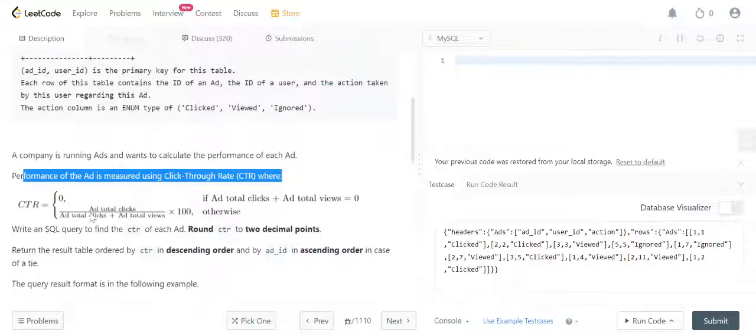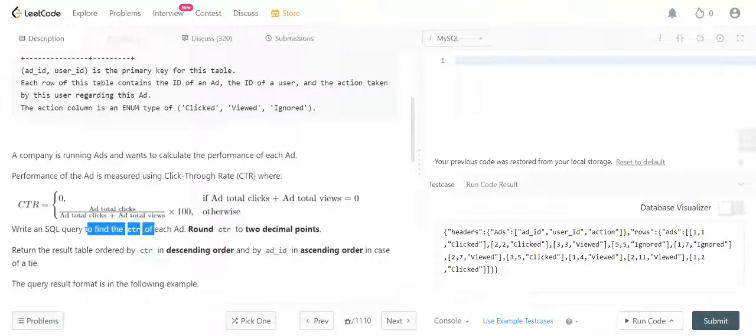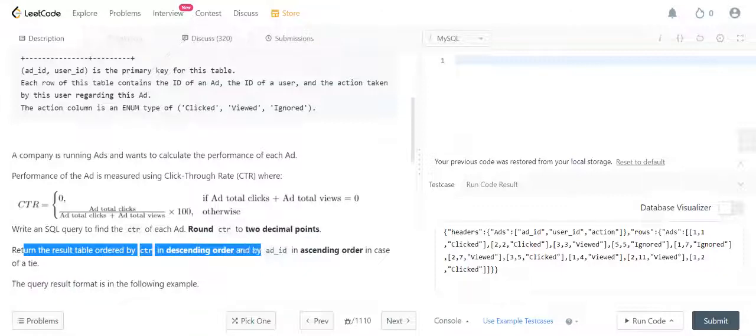We have the formula here. First we have to find out the total number of ad clicks, and then divide it by ad total clicks plus ad total views, into 100, to find out the CTR of each ad. Then we have to round it to two decimal points, and return the result ordered by CTR in descending order and ad ID in ascending order in case of a tie.